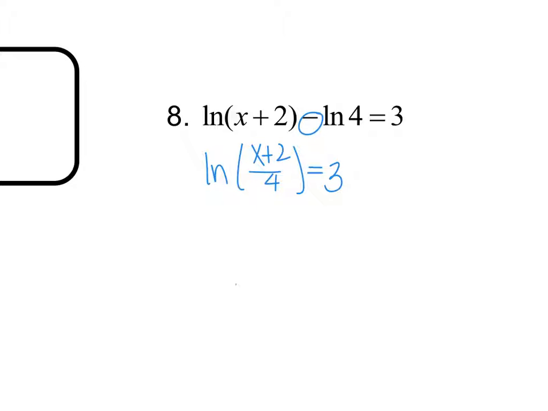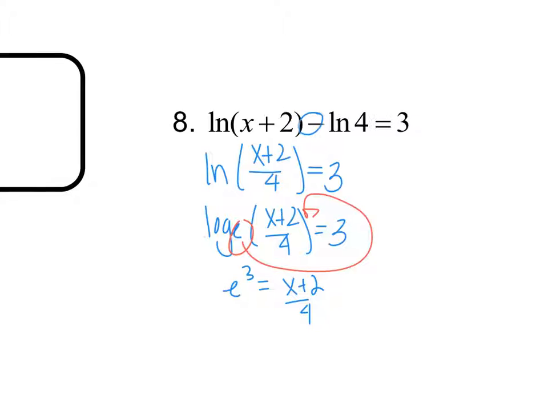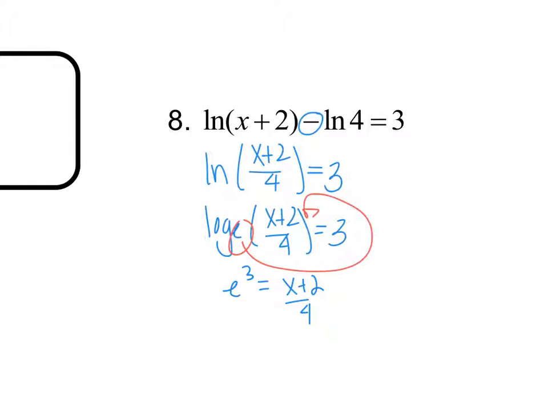You can either e both sides from here, or rewrite this first to keep things uniform. Once you have a log equaling a number, remember that you can circle on up. So we get e to the third equals (x plus 2) over 4. And then from here, you guys just go ahead and solve.